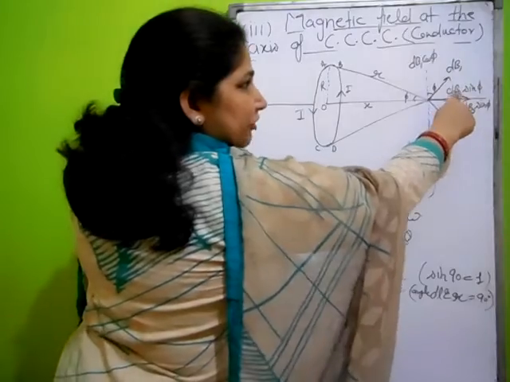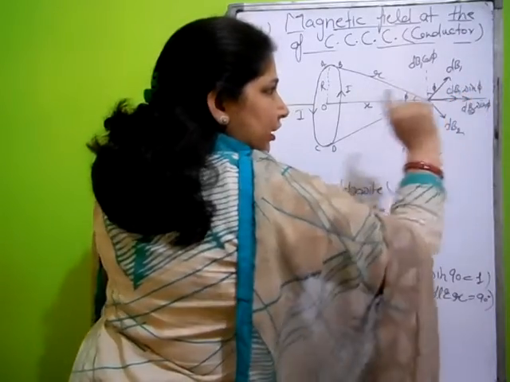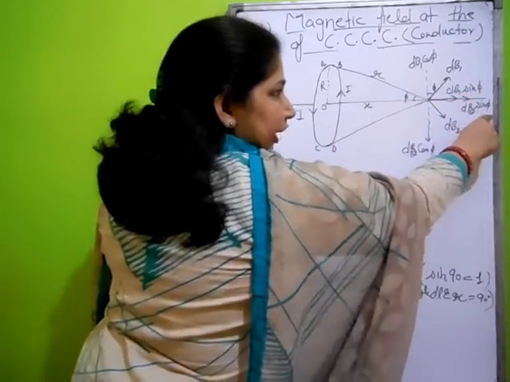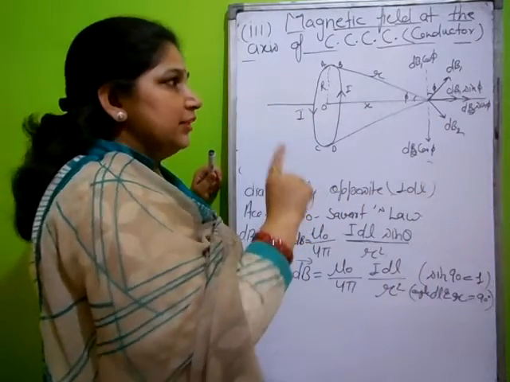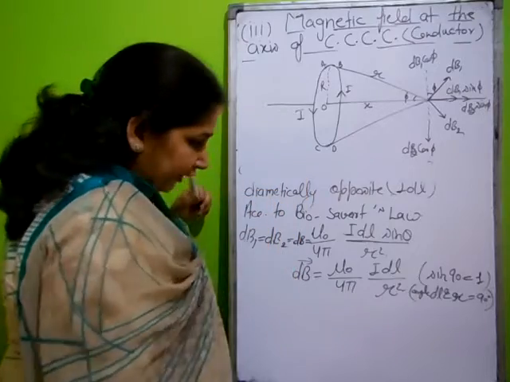Then we have magnetic field dB1 sin phi away from the center, and dB2 sin phi away from the center. They both follow vector properties, so we will add them up according to vector properties.